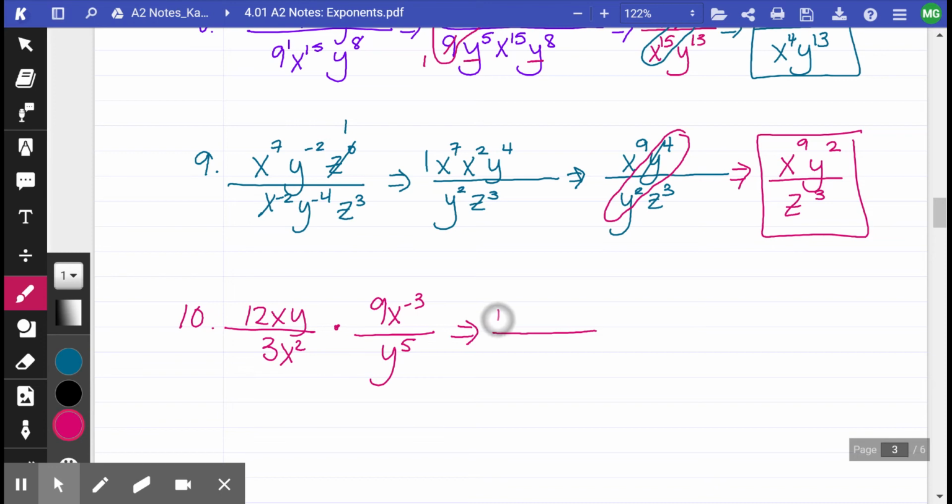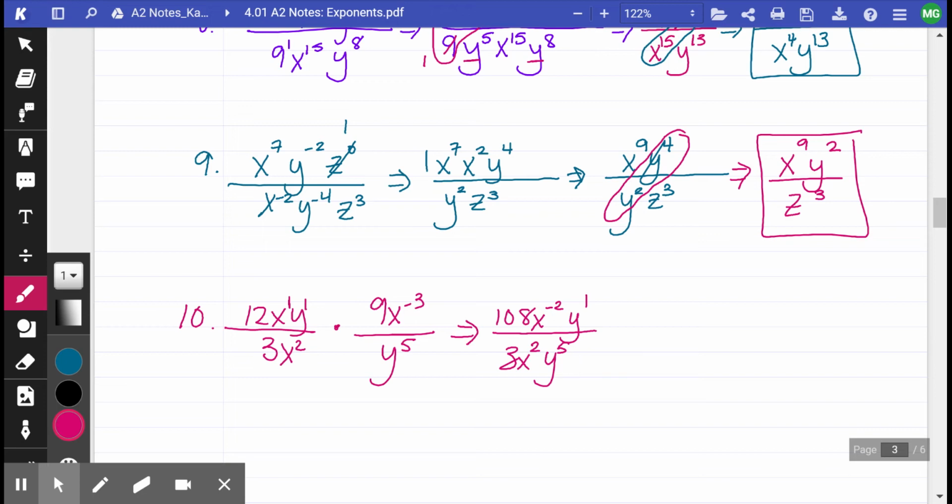So 12 times 9 would give us 108. X to the 1st times x to the negative 3rd. Keep the base, add the exponents. So 1 minus 3 is negative 2. Y to the 1st. And in the bottom, everything's different. So it just becomes 3x squared, y to the 5th. And now, if you weren't able to start, go from here, now reduce that on your own.